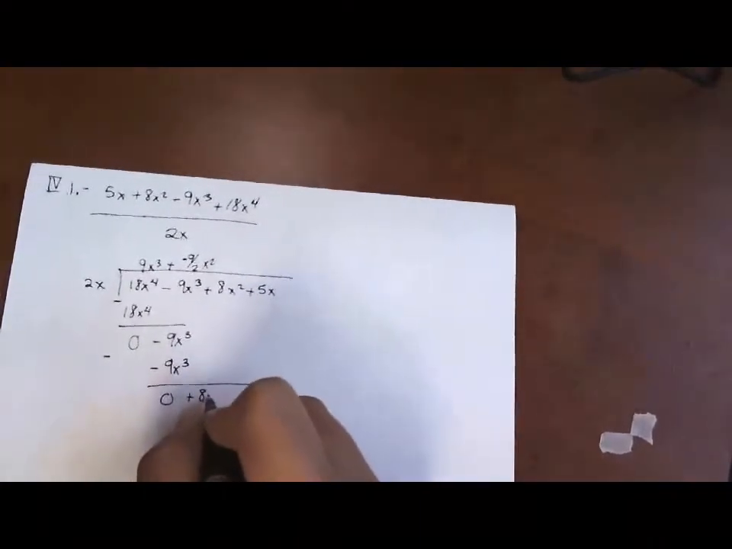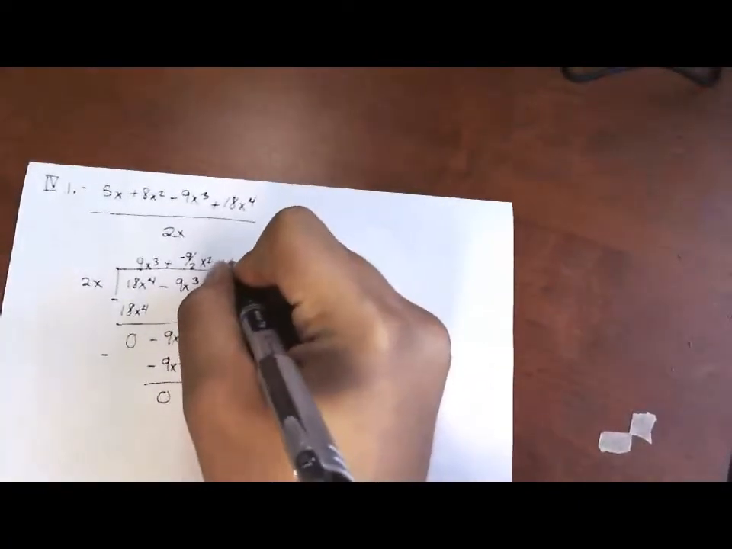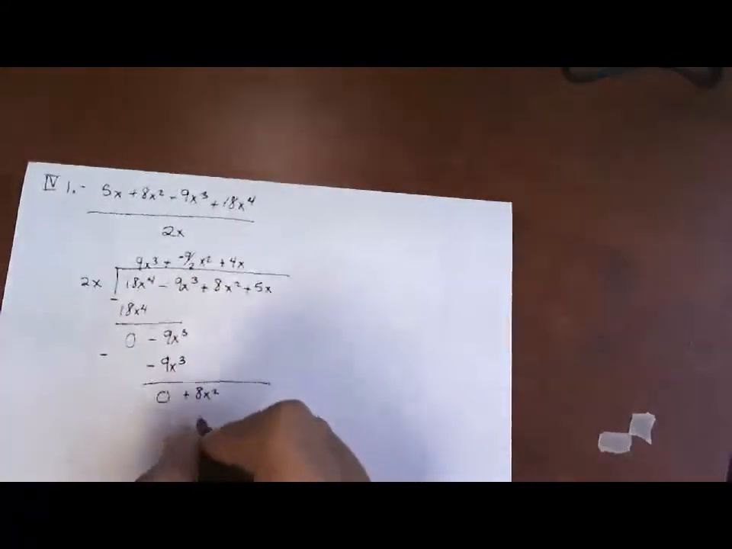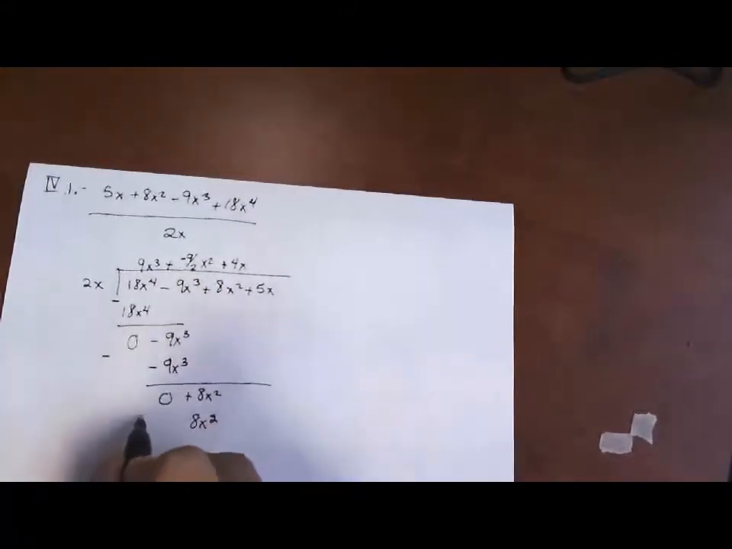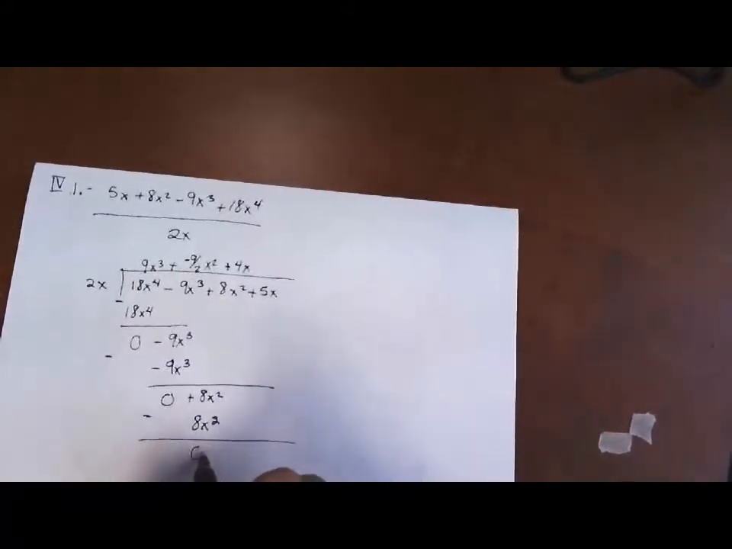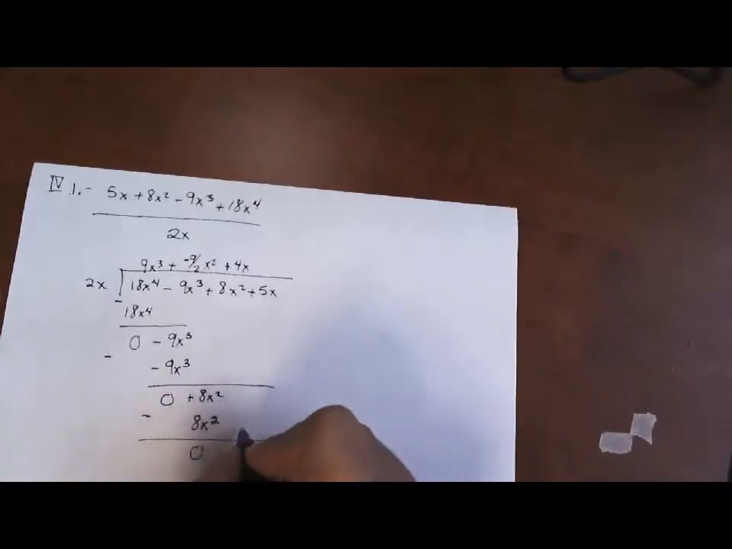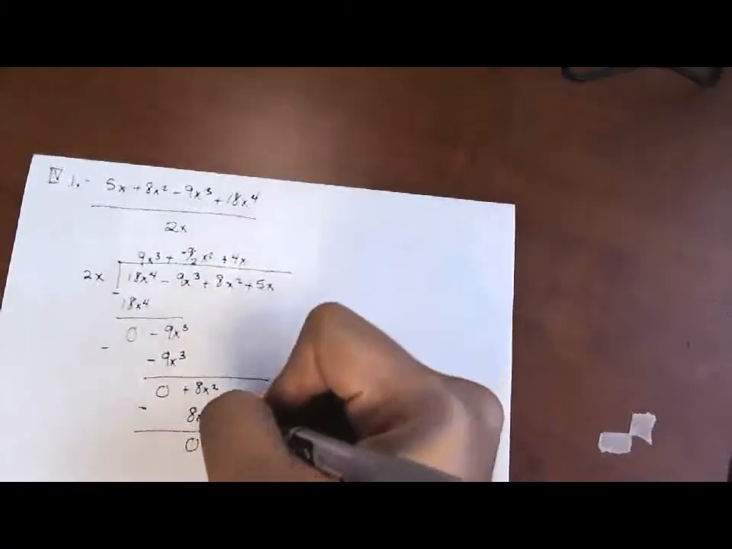Then 8x squared. Okay, so that's simpler. All I have to do is 4 times 2, 8, and to get an x squared, x. So I get 8x squared minus 8x squared, and once again I get a 0. And last but not least, I get the 5x. Once again, don't be afraid of using a fraction.